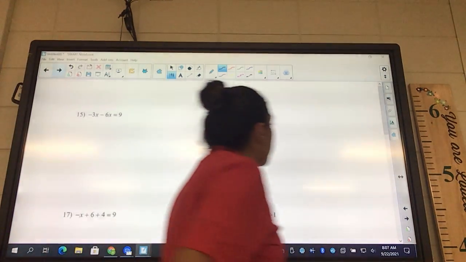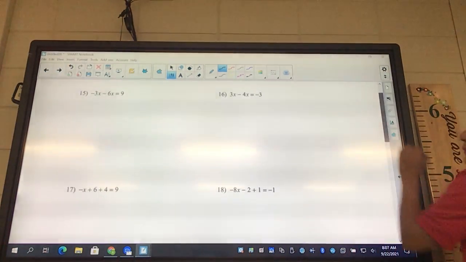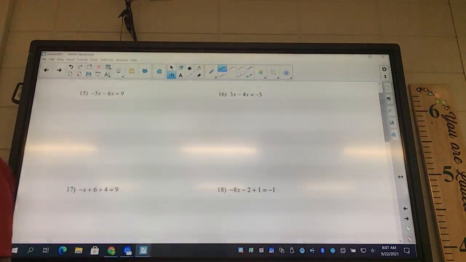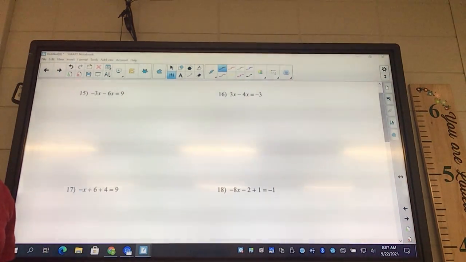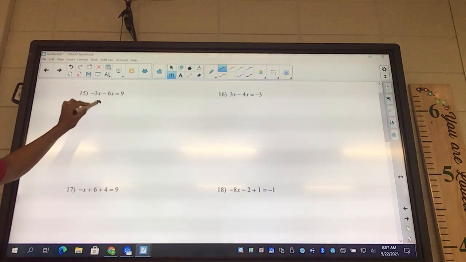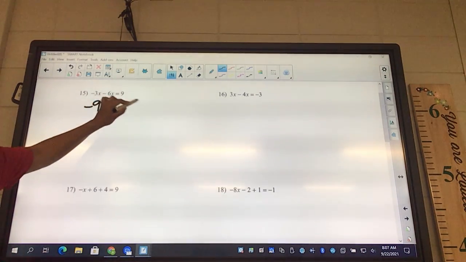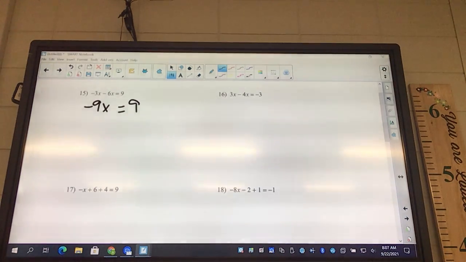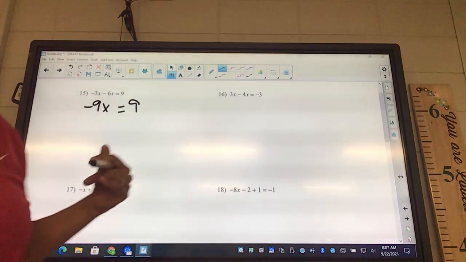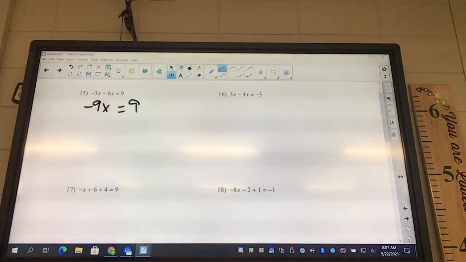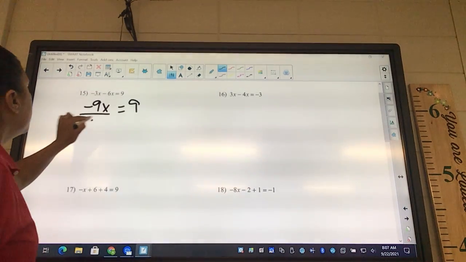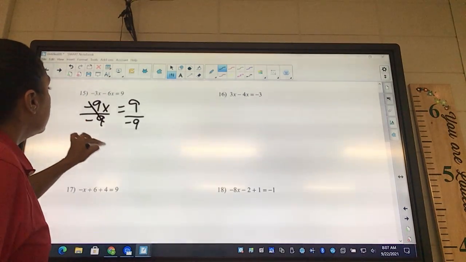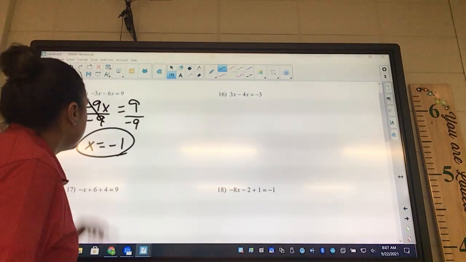Okay, 15, what can we combine? Negative 3x and a negative 6x to give me what? Negative 9x equals 9. Who's the kid? Nobody. They ain't got one. Okay, and now we're ready to break up. How do I break that up? Divide by negative 9. x equals negative 1.